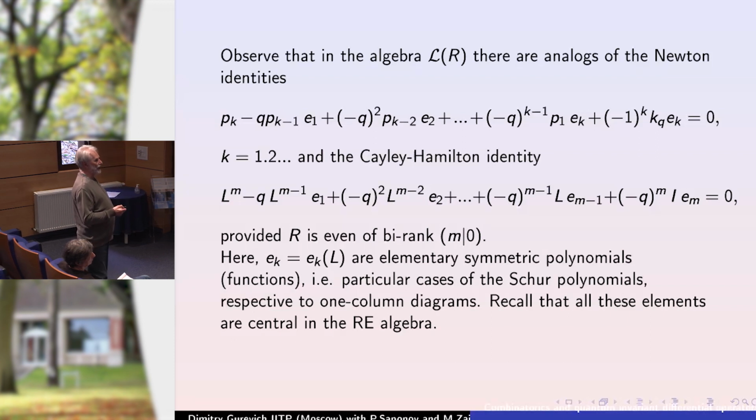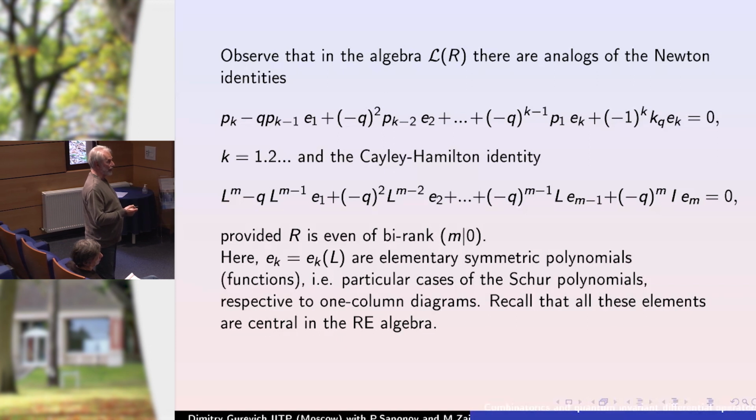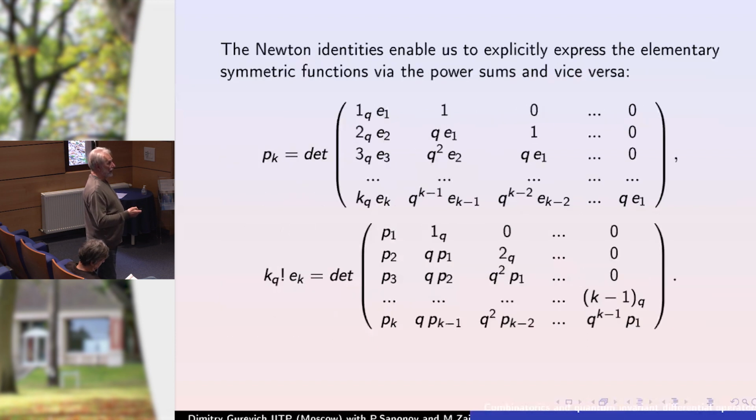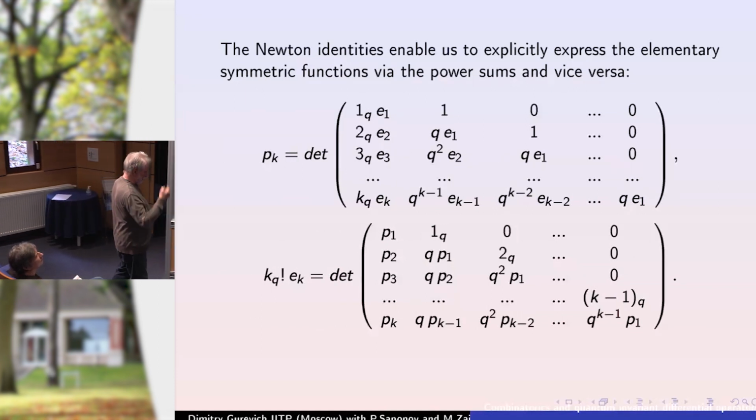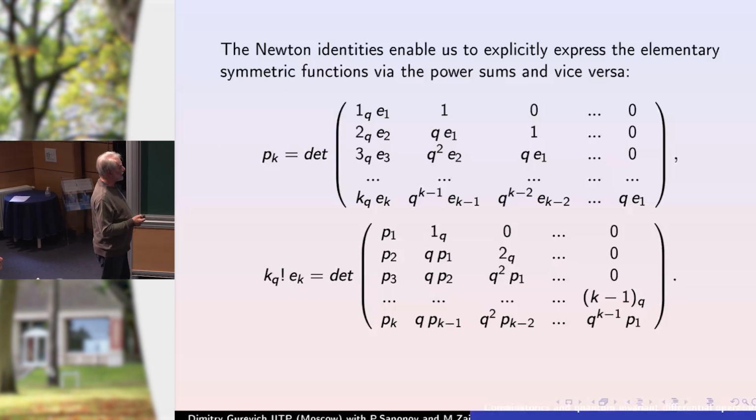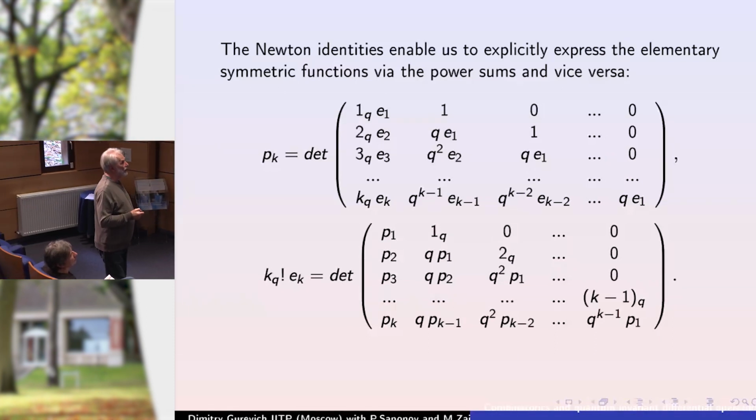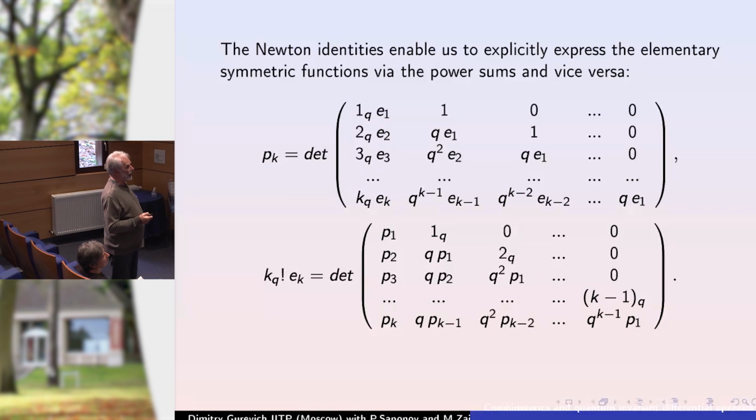And if we apply here the trace, a good trace, of course, we have the relation which is called the Newton identities. And finally, we can express one family of quantum symmetric functions via the other one. And you see, if you take the book by Macdonald, in this book there are some formulas where power sums are explicitly expressed via elementary symmetric functions and vice versa.